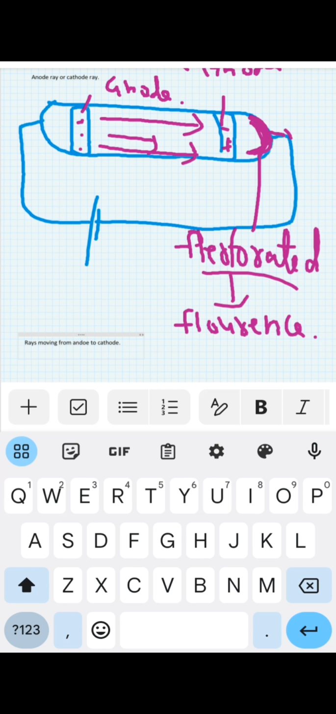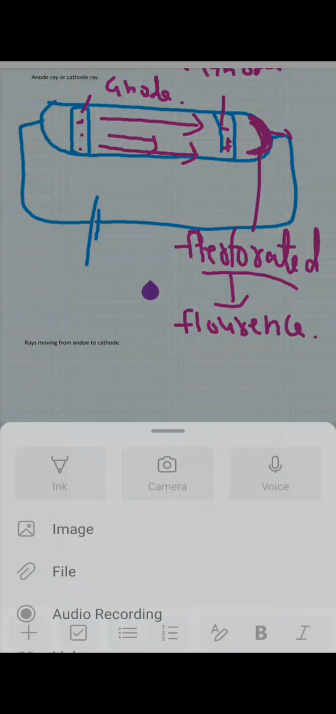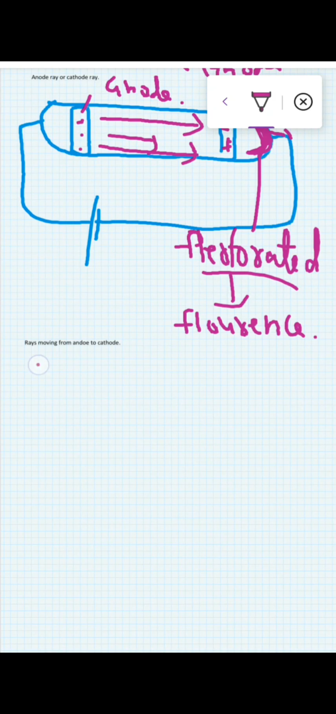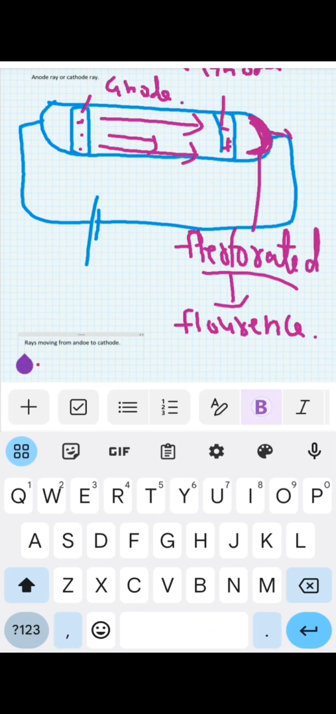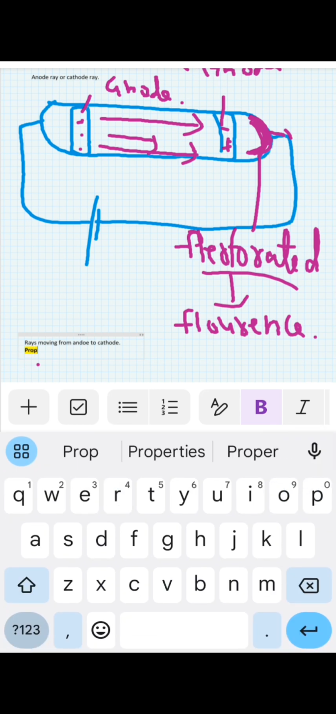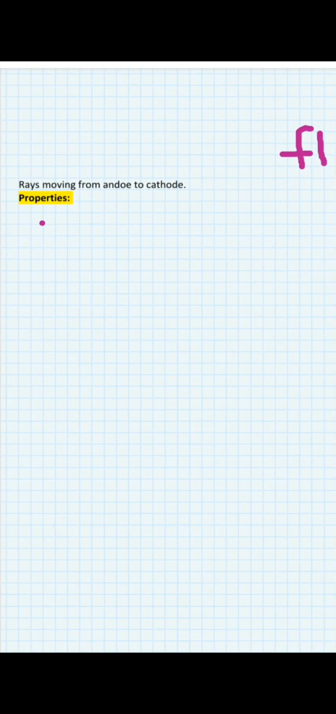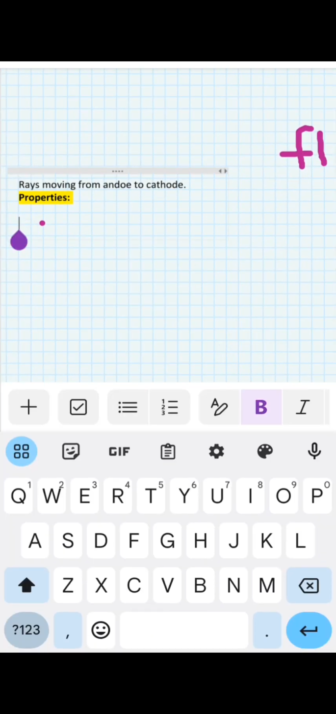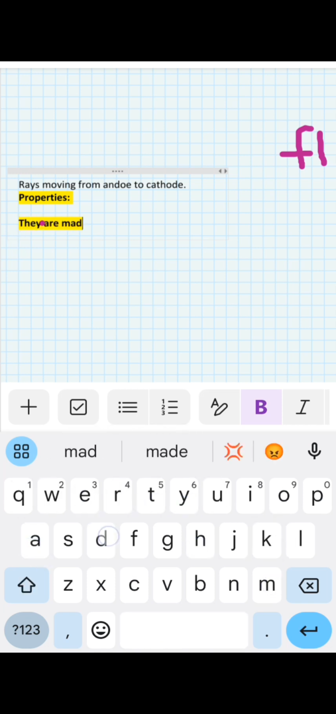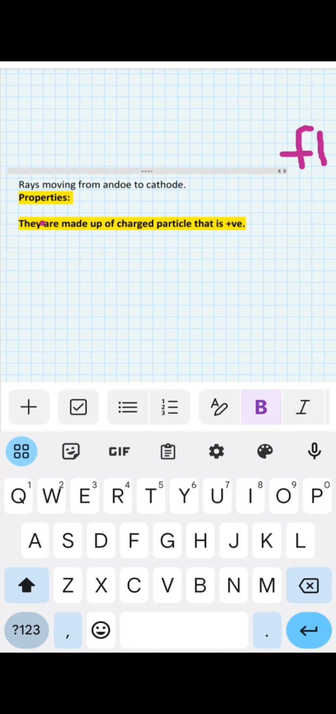After that, here are the properties of these rays. So the properties of these rays are basically what? Number one property is they are made up of charged particles, that are positive. After that, they identified that their origin is gaseous ions.